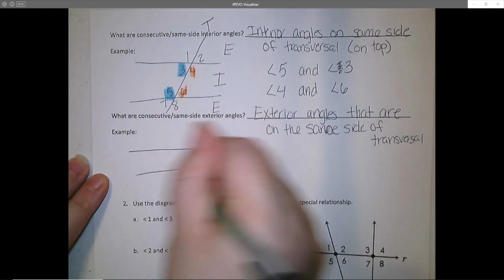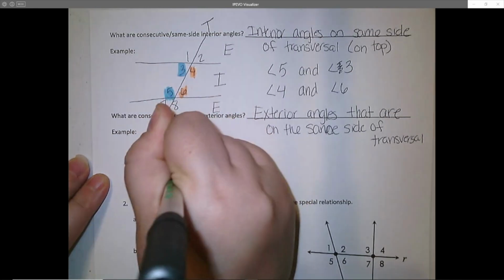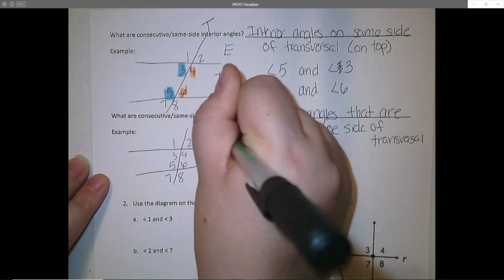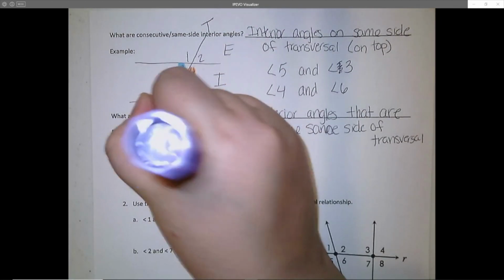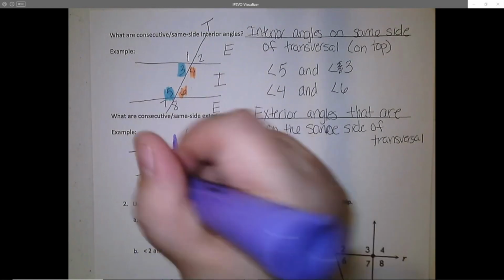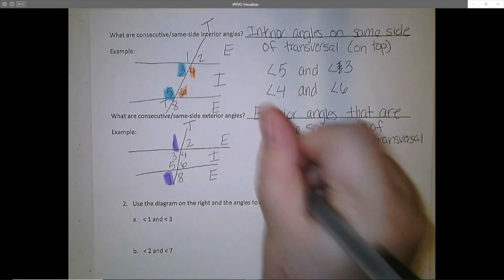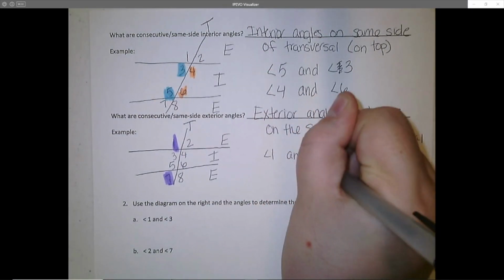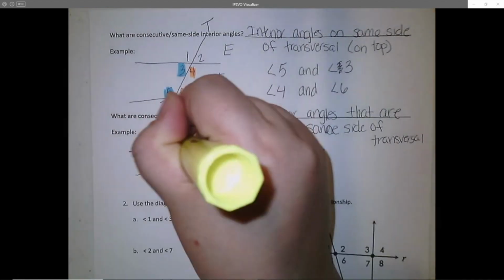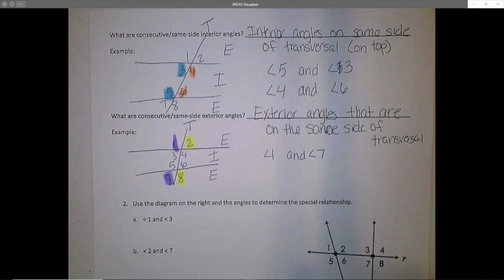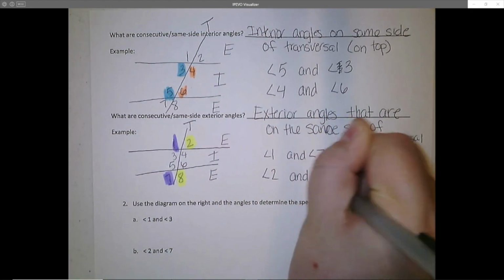So, I have my picture. 1, 2, 3, 4, 5, 6, 7, 8. Interior, exterior. Okay, angle 1. I look and I say 1 is on the left-hand side of the transversal, also on the left-hand side as 7. I have to mark my transversal with a T. Angle 1 and angle 7. Then I look and I say on the right-hand side is 2 and 8. So angle 2 and angle 8.